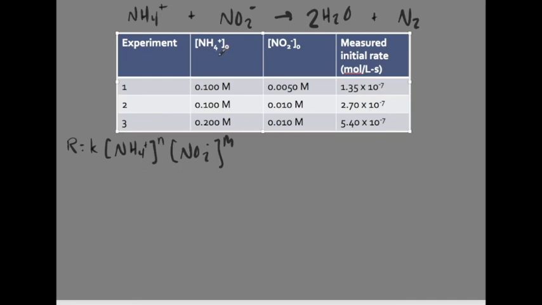So really all I need to do is very carefully compare 2 experiments at a time. For example, experiment 1 compared to experiment 2. What did the experimenters change? What did they actually change? Well, they changed the initial concentration of NO2. It looks like from reaction 1 to reaction 2, they doubled it, didn't they? They went from 0.005 to 0.01. That's a double. So right here, they doubled that variable. And here, they kept that the same.